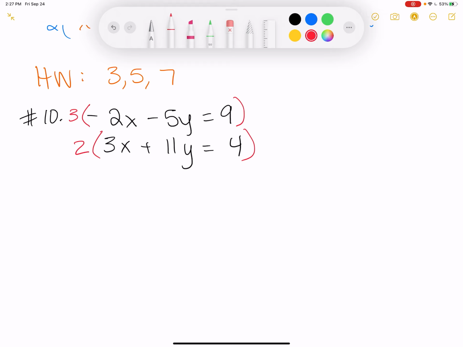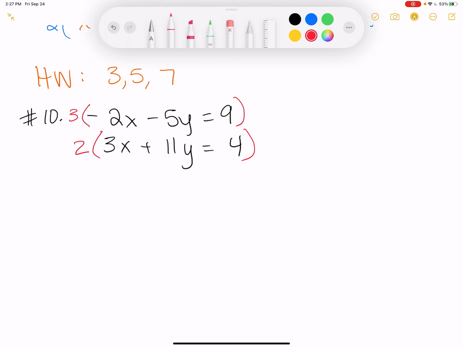Any idea why this is how I chose to do this? Oh, you switched. Because none of the numbers go up to each other. Okay, none of the numbers go up to each other. If this is 2 and this is 3, if I multiply this one by 2 and this one by 3, what's going to happen? Negative 6x and 6x. Okay, yep.